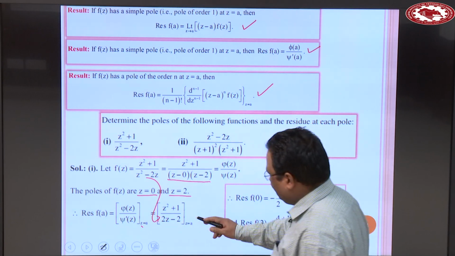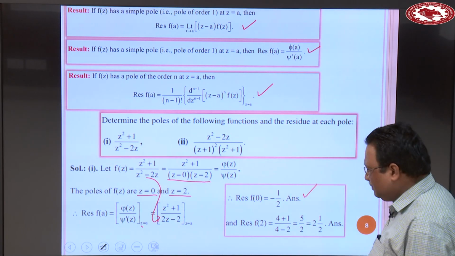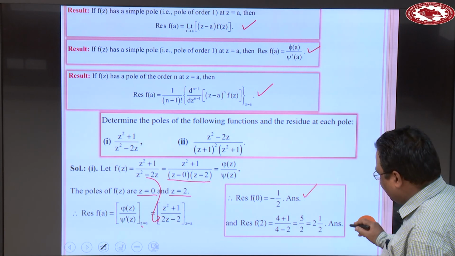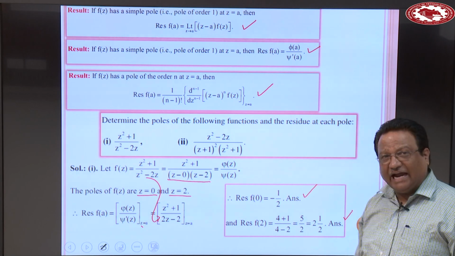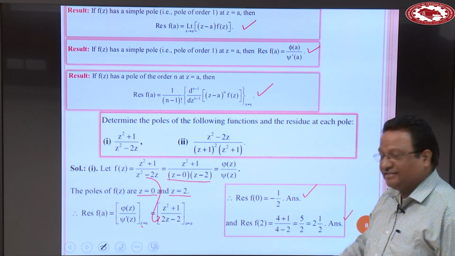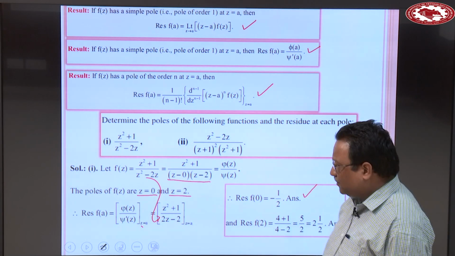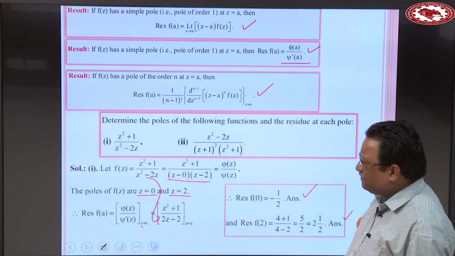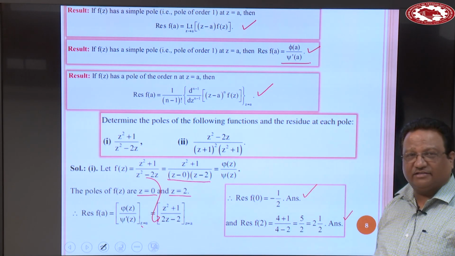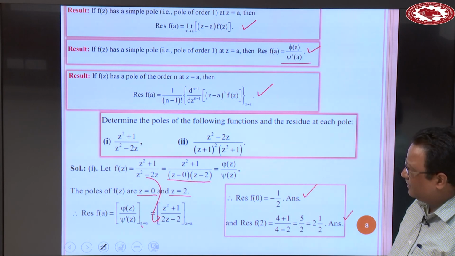When you calculate, z = a means a is 0. So when you substitute a = 0, you will get −1/2, and when a = 2, you will get 5/2. So these are the residues at z = 0 and z = 2. So in this way you can evaluate the residue. तो इस problem में मैंने ये जो result है ये apply किया है. Okay, so in this way you can solve similar type of more problems related to evaluation of residue.